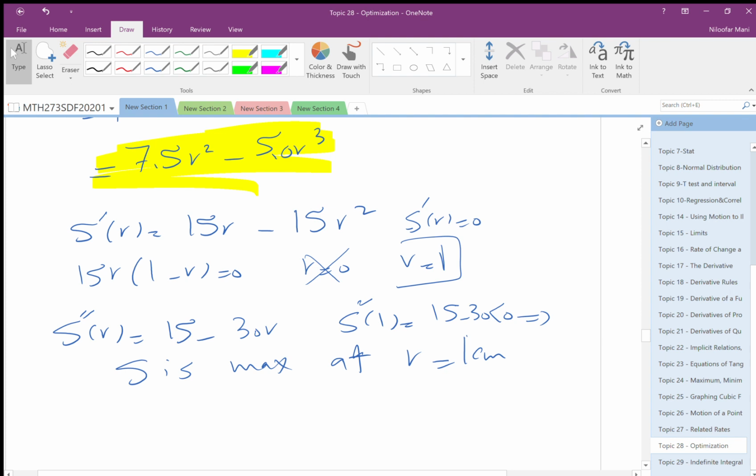You can find the first derivative equals 0, find the answer for r, and then find the second derivative, substitute the answer and see if it's negative and say yes, this is maximum. And then you have the answer. So S, which is the speed, is maximum at 1 centimeter.